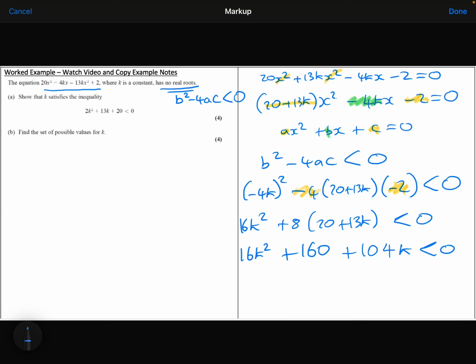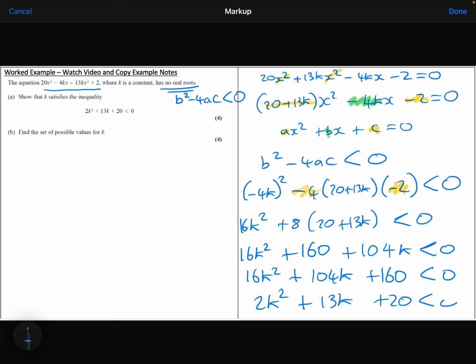All I'm going to do then is rewrite it in the usual order. And then I noticed that all of these terms can be divided by 8. And that gives the answer in part A.